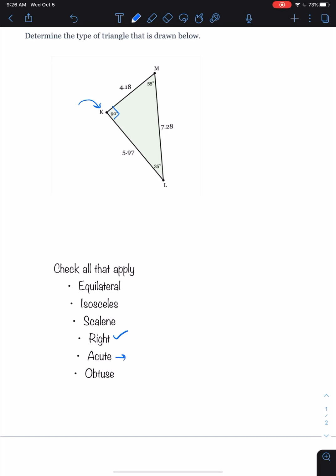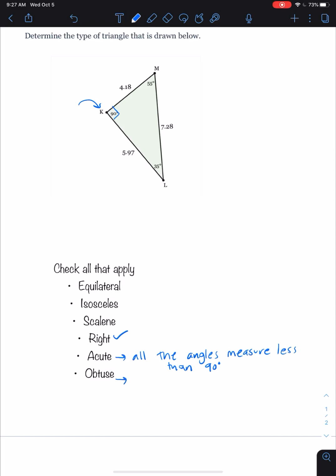For an acute triangle, all the angles would have to measure less than 90 degrees. So this triangle is a right triangle, but it is not an acute triangle because the right triangle is the more dominant feature. Additionally, this triangle has one angle that measures exactly 90 degrees, so all the angles do not measure less than 90 degrees. So we name this triangle based on just angle K, which is the angle that measures 90 degrees.